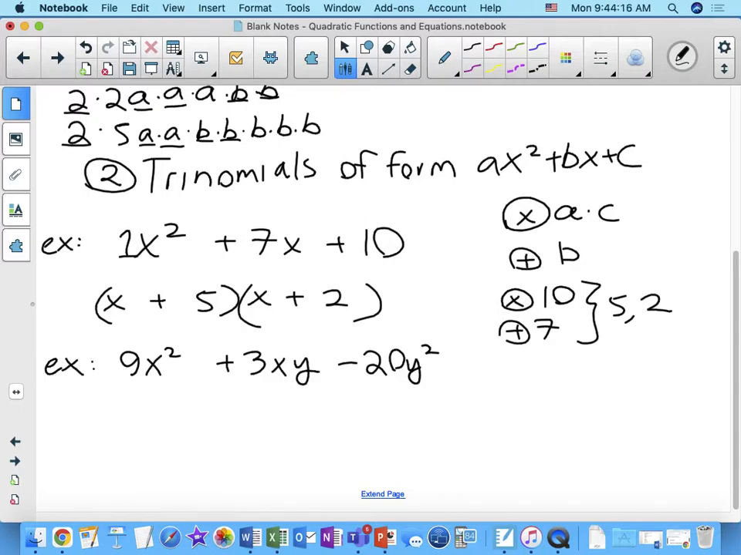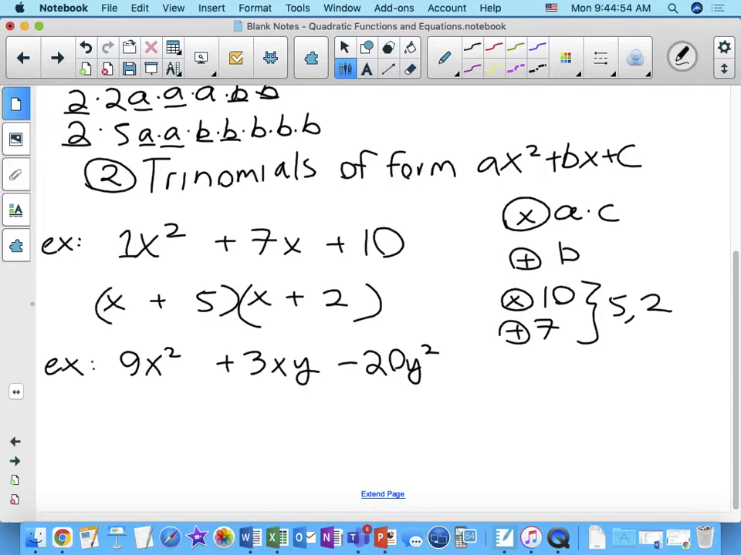Okay, any GCF? Any GCF between those three terms? Nope, the variables don't have a greatest common factor, and then 9, 3, and 20 don't have GCFs either, okay? All right, now, is anyone confused by the fact that this is an xy and that's a y squared? A little bit, or no, that's okay? It's okay, we can deal with that.